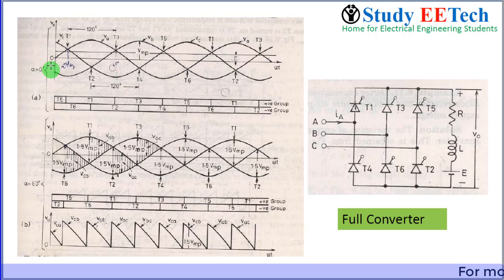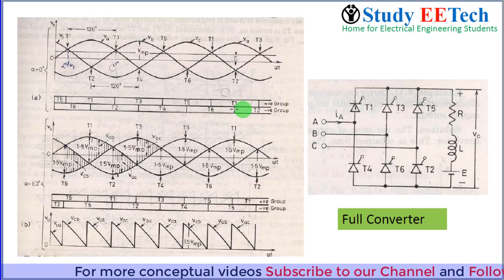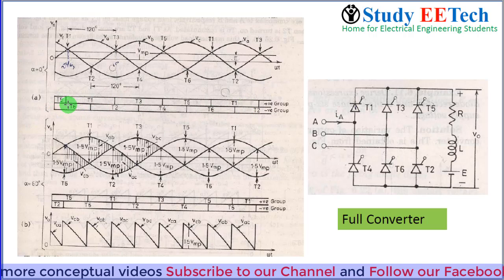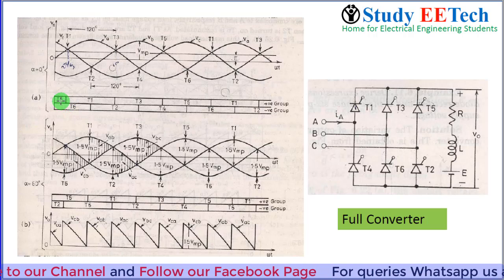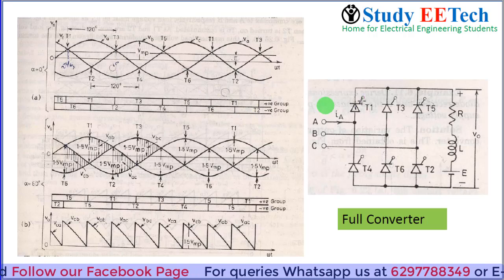So this is the 0 degree firing angle and the conduction times. T1 is conducting from this point to this point, T3 is from this point to this point. So we have drawn the conduction angles here, and the voltage that we will get I have shown in the previous video, which is nothing but the diode rectifier.